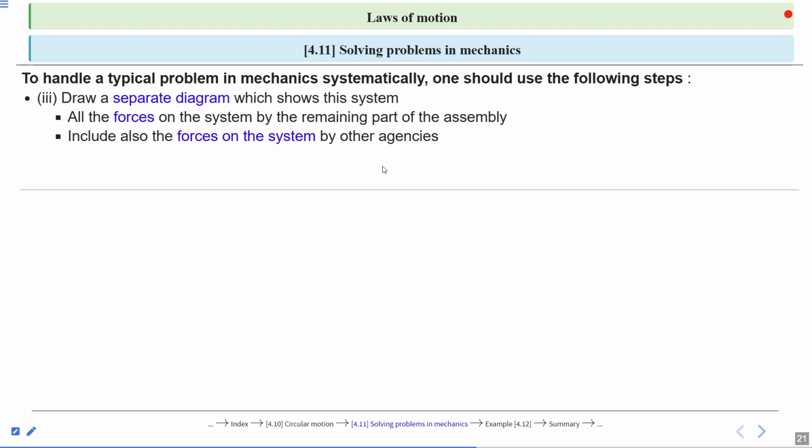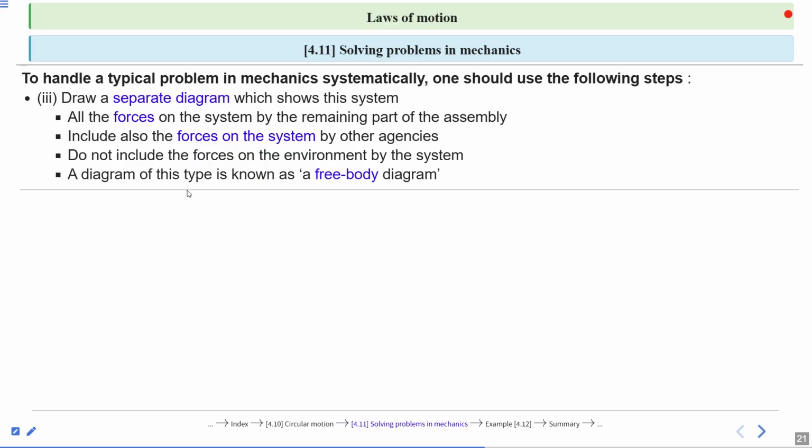Similarly, resolve the forces. Do not include the forces on the environment by the system. And a diagram of this type is known as a free body diagram. It means resolving all the forces, the vectors of a diagram, or we can say of a system, is known as a free body diagram.